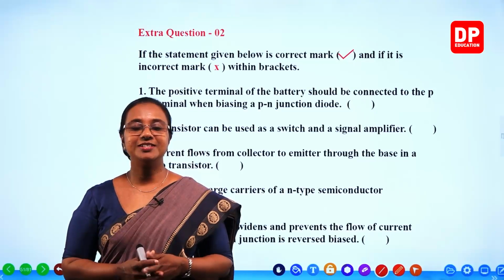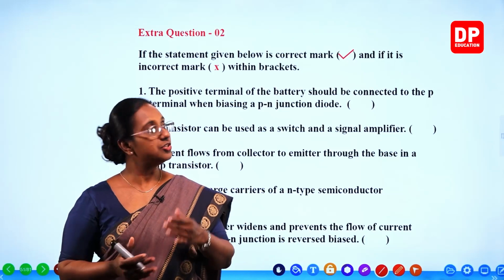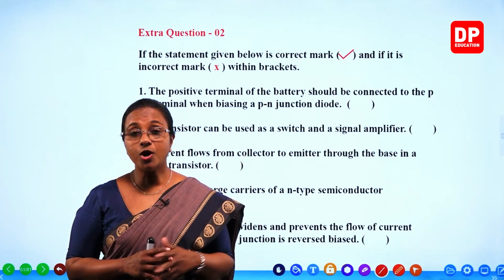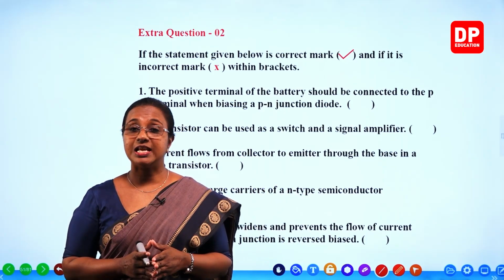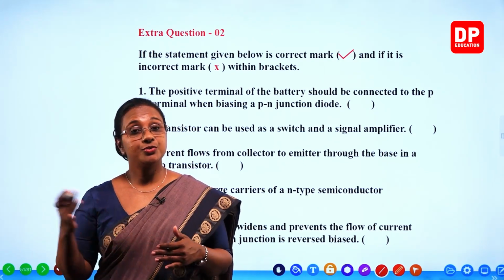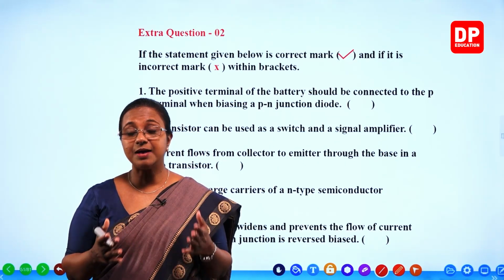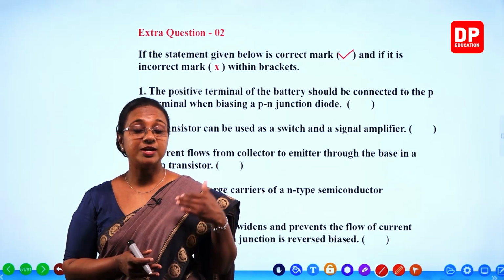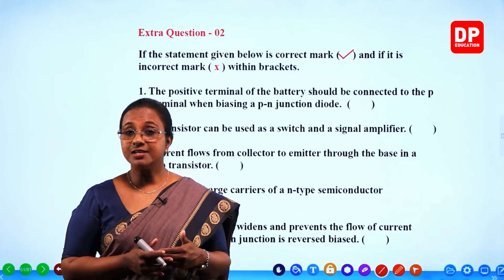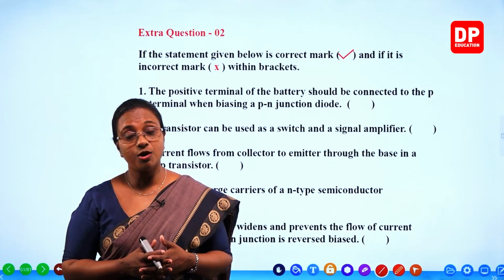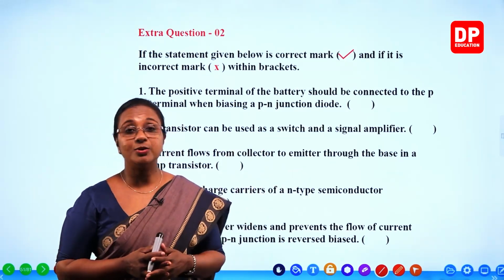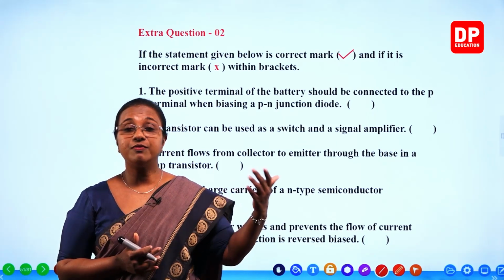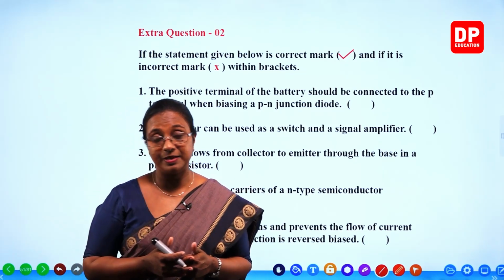Hello my dear students, welcome to today's lesson. Today also I am going to discuss with you all some extra questions related to electronics. So in the previous chapter we discussed some MCQ type questions. But here these are questions where you have to either write the answer, a short one or a long one, or maybe like this where you have to put tick and wrong for the correct and false statements.